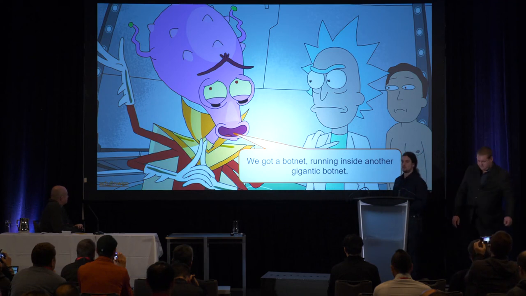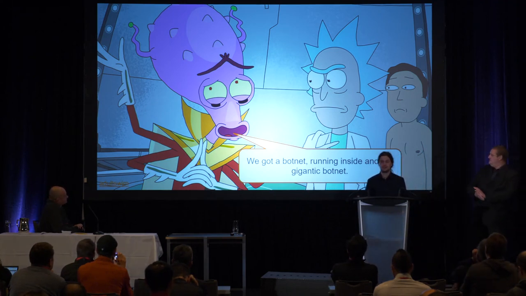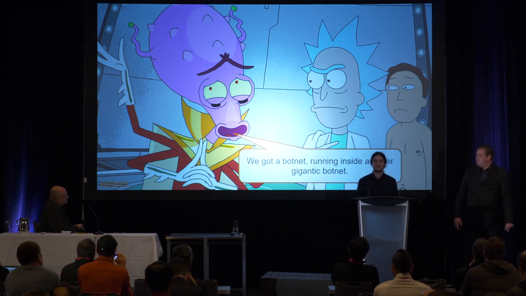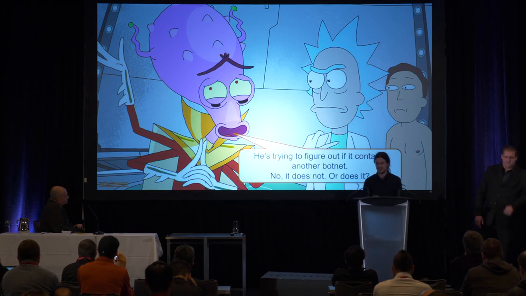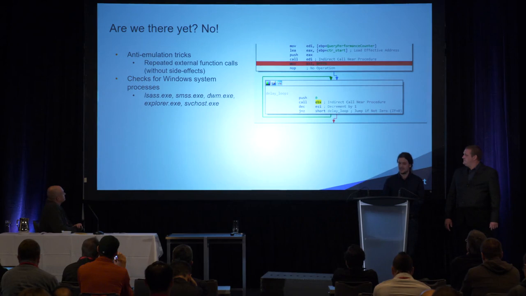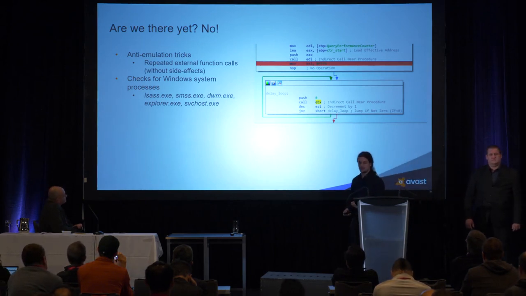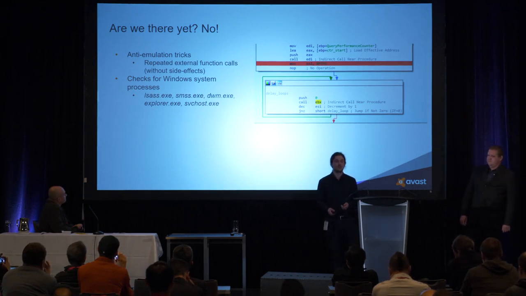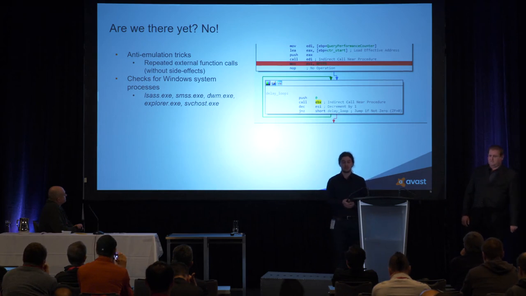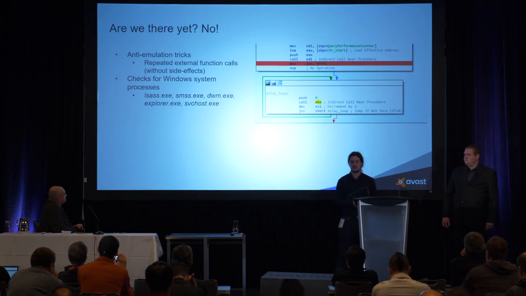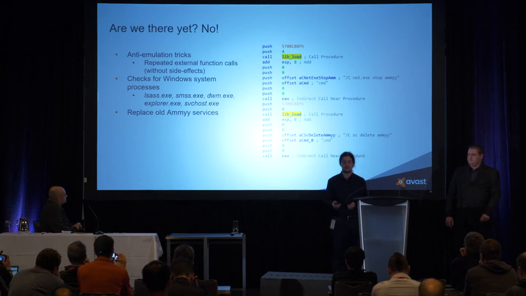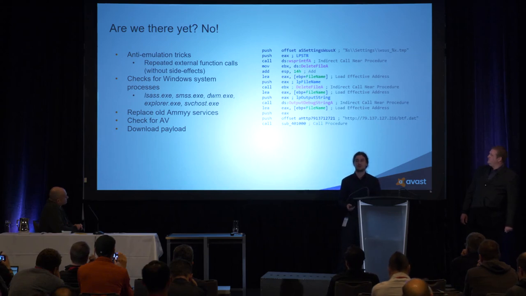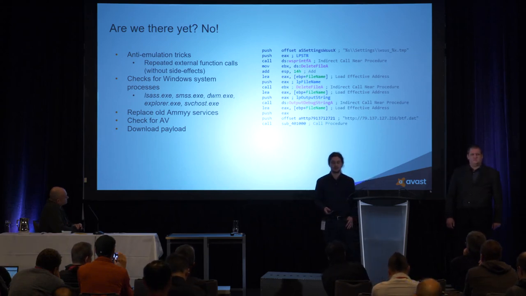Well, now I'd like to add a word to Adolf. So before we get to the payload fetched by this control panel, let's recap a little bit. We got a botnet, let's say this control panel, which is more or less like a bot that's spread inside another botnet. So does it end here or not? Let's have a look at the payload. The payload is a rather simple stager. It employs several anti-emulation tricks, for example, repeated external function calls with no observable side effects. Then it checks for several Windows system processes, for example Explorer.exe and so on. It does some cleanup. Among other things, it tries to replace all old AMI-related services and establish new ones. It also checks for several AV products with a possibility of termination if they are detected. And then it proceeds to downloading the payload.